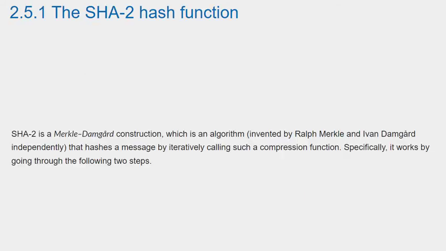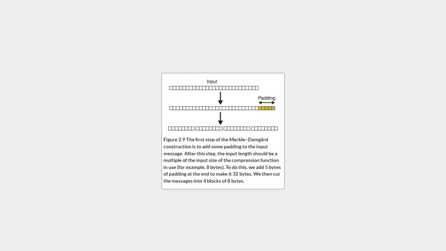SHA-2 is a Merkle-Damgard construction, which is an algorithm invented by Ralph Merkle and Ivan Damgard independently that hashes a message by iteratively calling such a compression function. Specifically, it works by going through the following 2 steps. First, it applies a padding to the input we want to hash, then cuts the input into blocks that can fit into the compression function.